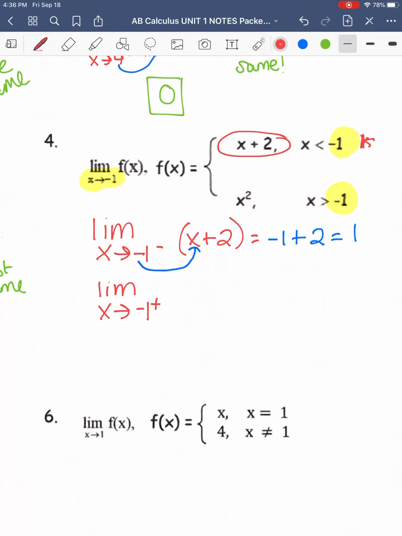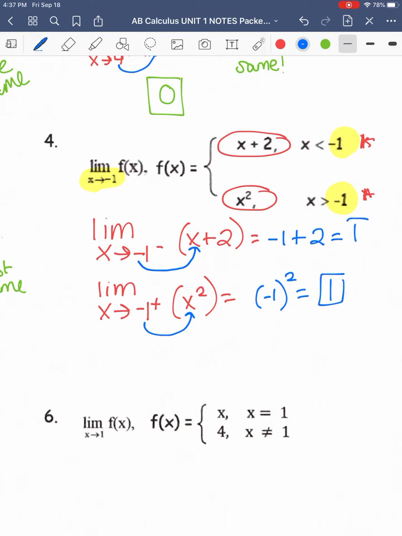And then I'm going to find the right-hand limit. For the right-hand limit, I'm going to use the x is greater than -1 function, which is x squared. And I'm just going to take -1 and plug it in. And be careful when you do this. In for x, you're putting in -1, and the entire x is squared. So -1 squared is 1.